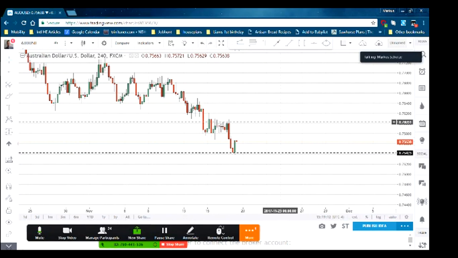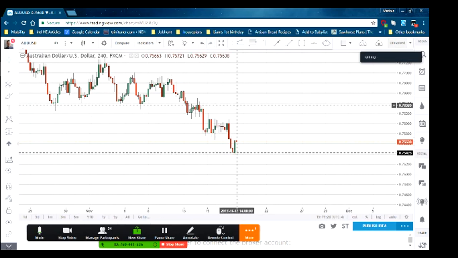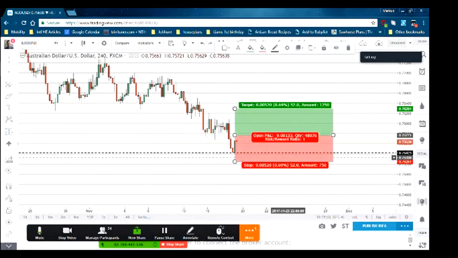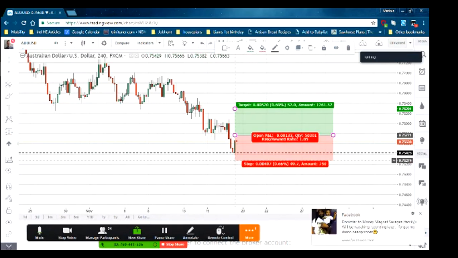Right? You can either define it by pips, or you set your first target to, let's say, the first structure level. So if you were to do that, let's say, okay, what's the high of this candle? The high is 0.75666, so 0.7 right here. That's where we would enter the market roughly. Low is 0.75382, so I'd say 10 pips to be on the safe side, right, give or take here.